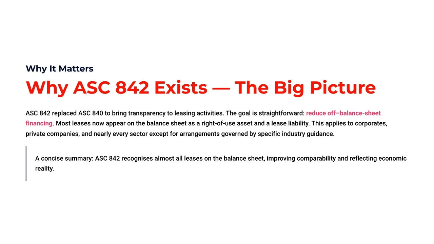Why ASC 842 exists. The big picture. ASC 842 replaced ASC 840 to bring transparency to leasing activities. The goal is straightforward: reduce off-balance sheet financing. Most leases now appear on the balance sheet as a right-of-use asset and a lease liability. This applies to corporates, private companies, and nearly every sector except for arrangements governed by specific industry guidance. A concise summary: ASC 842 recognizes almost all leases on the balance sheet, improving comparability and reflecting economic reality.